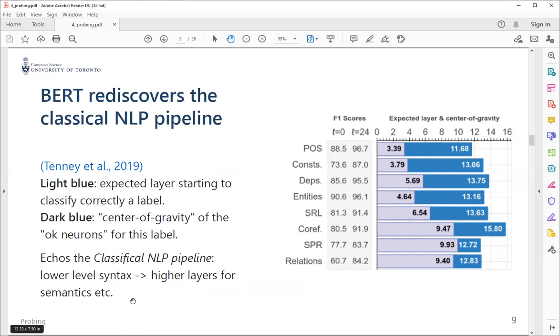So they found out that different layers of the contextualized representations actually resemble the classical NLP pipelines. So initially they assemble part of speech, constituency, dependency, and in the later layers they assemble the more semantic features like semantic roles, co-reference, and relations. How did they find that out? They computed some summary statistics. For example, the expected layer at which the model starts to classify a feature correctly, and the center of gravity, which is the expected center of gravity for the neurons that can classify correctly this label. So the finding echoes the classical NLP pipeline.